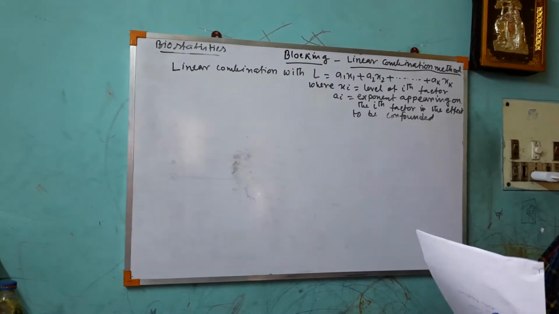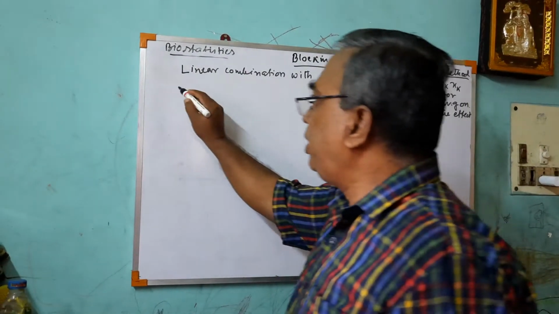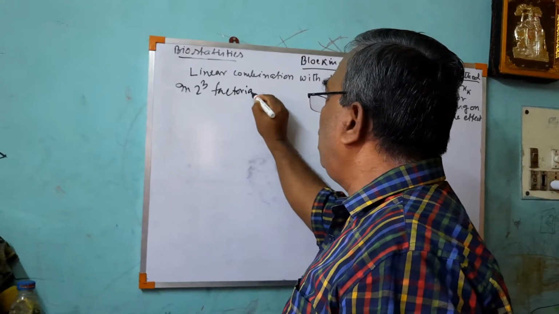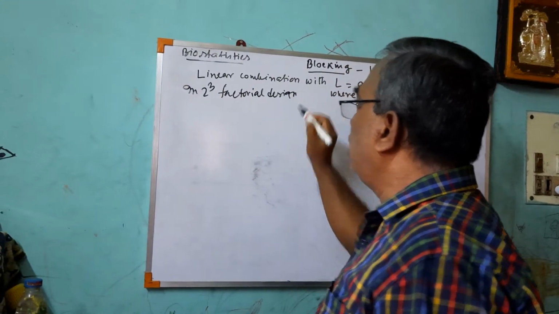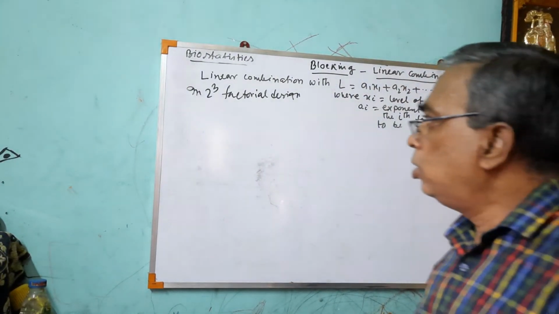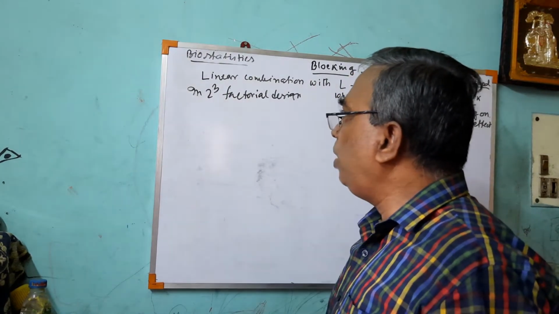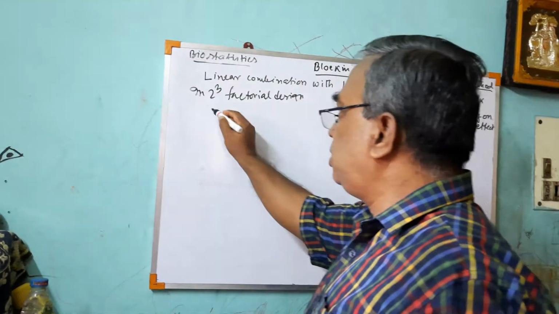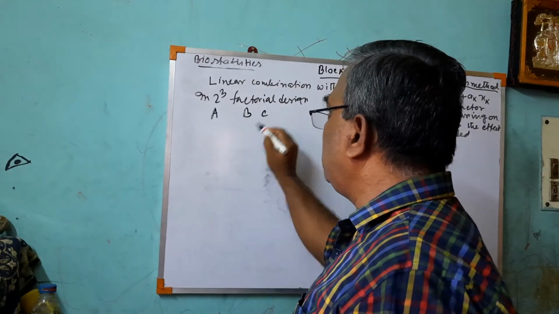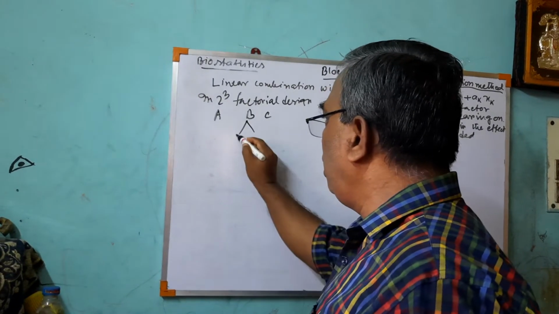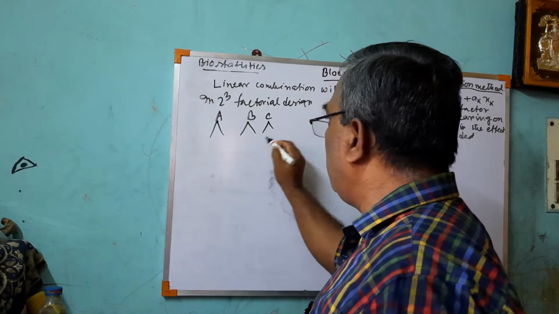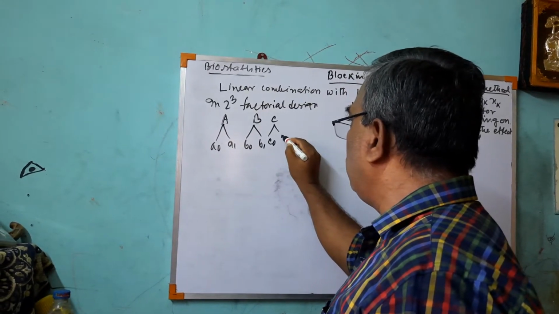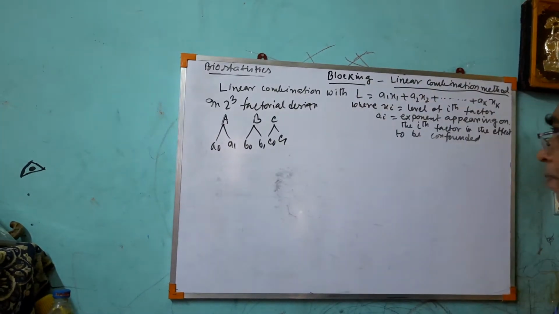So how to arrange the treatment combination? Suppose in a 2 to the power 3 factorial design, there are 3 factors, each factor having 2 levels. The factors are A, B, C, and each has 2 levels: A0, A1, then B0, B1, and C0, C1. These are the levels.